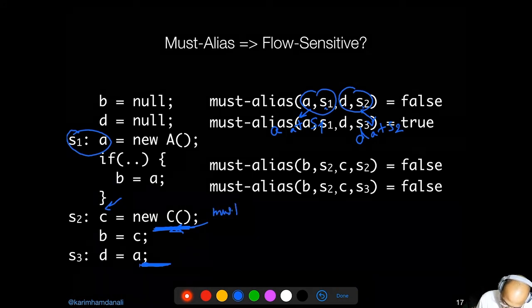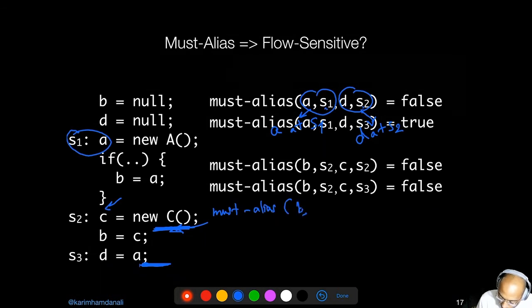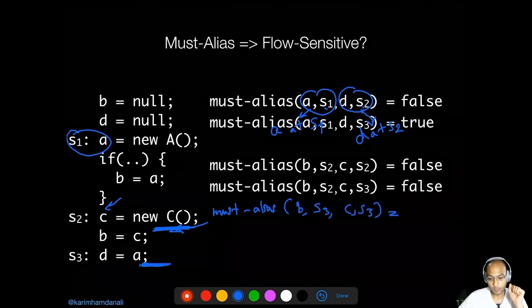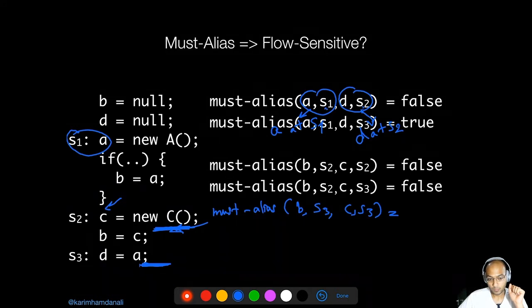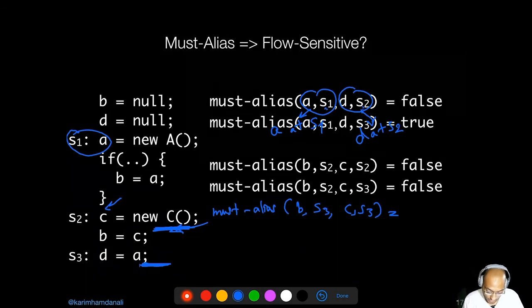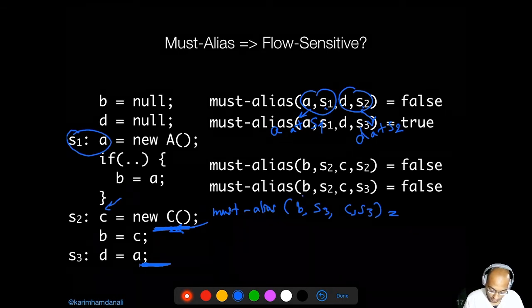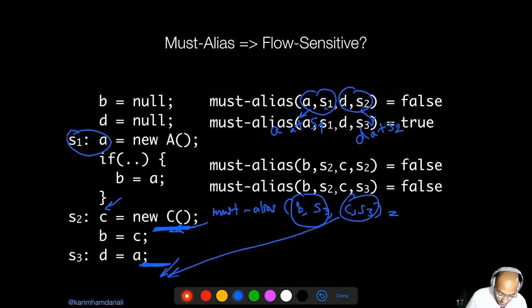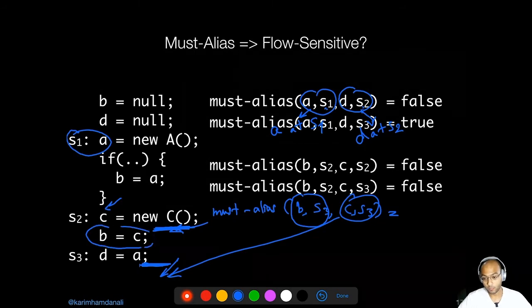So this is going to be false, but if I said something like must alias B at S3 and C at S3, is that true or false? True, right? Because now my must alias query is querying the value of B at S3 right after the statement and C at S3 right after the statement, and at that point in the program I have already executed B equals C, so I can say that yes, this is going to be true.